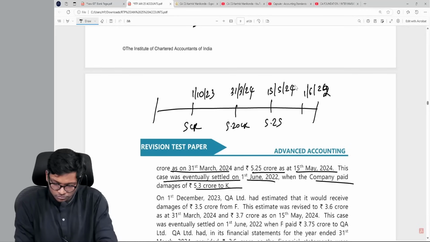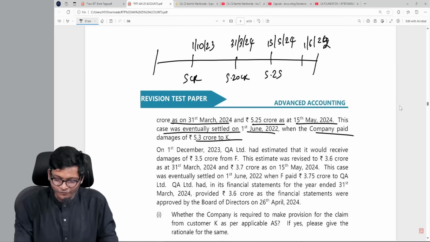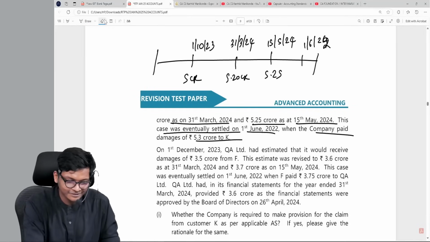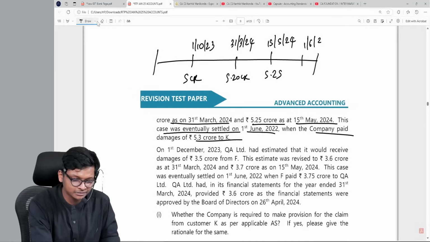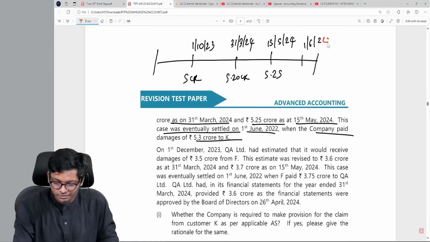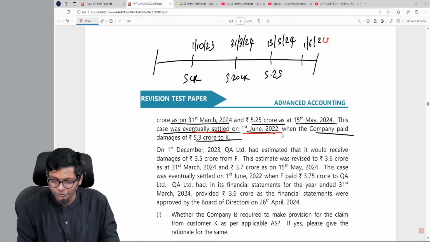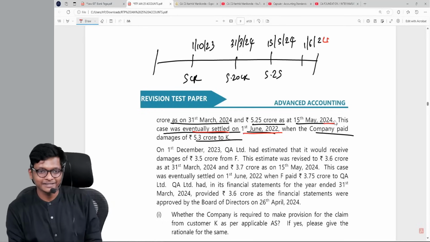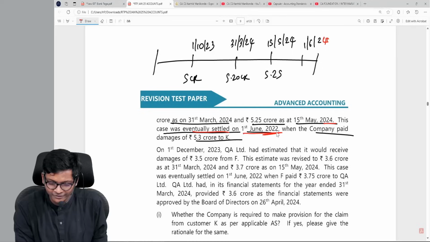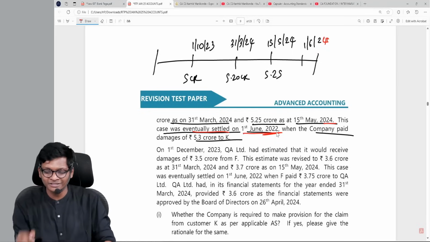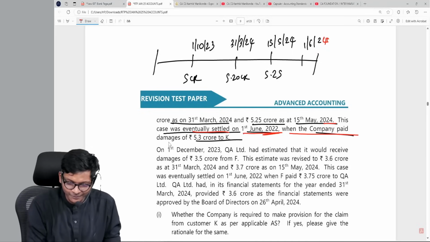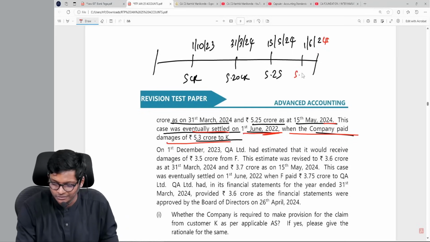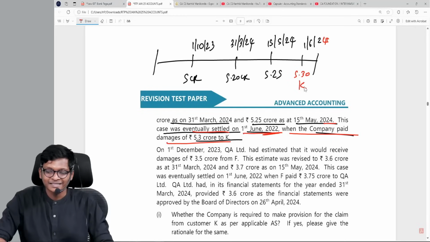2022. RTP, we have found the mistake. Okay, first mistake in RTP spotted, guys. How can it be settled on 1st June 2022 if the case is in 2023? Has he done time travel, guys? It is 1st June 2024. We are the first to spot the mistake, guys. Put in the comments. When the company paid damage of 5.3 crores, they paid to K.